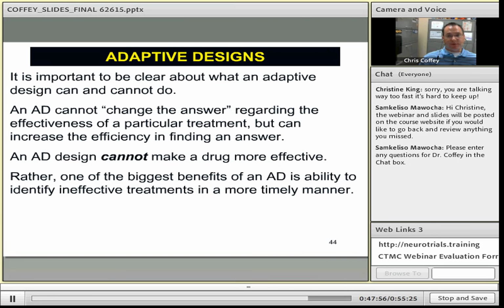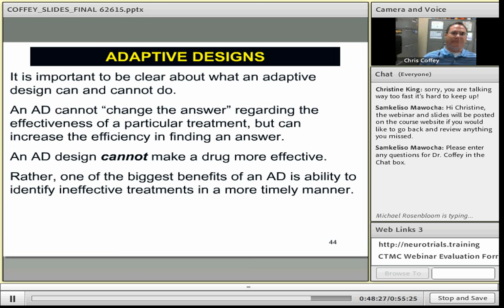I think they're also often presented as a way that it can get effective drugs to market quicker, and there's some truth to that. They can be more efficient in moving through. In practice, though, what I've seen mostly, and what I think is probably the biggest advantage of adaptive designs, is they can identify ineffective treatments much quicker and much more efficiently. So in terms of trying to rule out things that maybe don't work, adaptive designs can do that more efficiently.